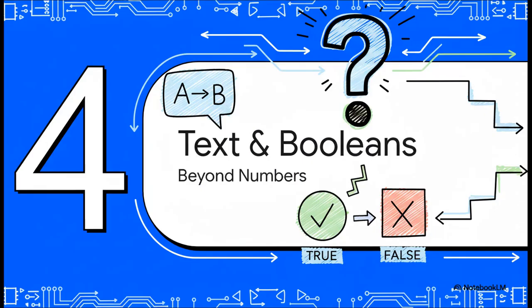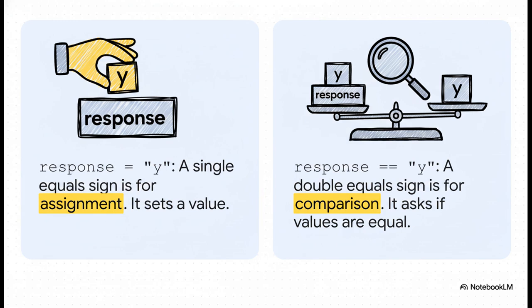So far, we've only been playing around with numbers, but the power of if statements goes way beyond that. You can use them to make decisions based on text or even simple true or false values, which are called booleans. But before we do that, listen up, because this one little detail trips up almost every single person when they're starting out. A single equal sign means assign. It's for putting a value into a variable. A double equal sign means compare. It's for asking the question, are these two things equal? If you mix these up, your code won't work. So always remember, two equal signs to compare.